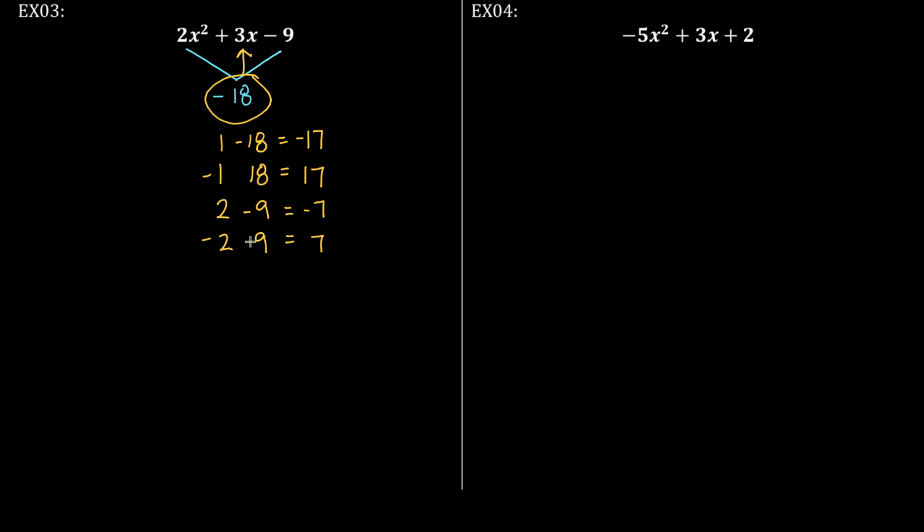Alright, and let's try 3. And 3 times what is 18? 3 times 6. And we need to get some negative. So 3 minus 6 is negative 3. I'm getting closer. But if I just do negative 3 and positive 6, 6 minus 3 is positive 3. That's the one.